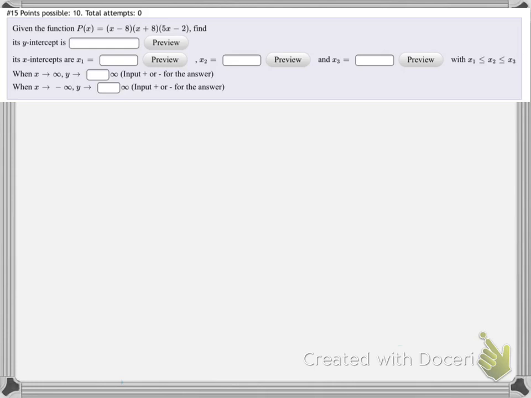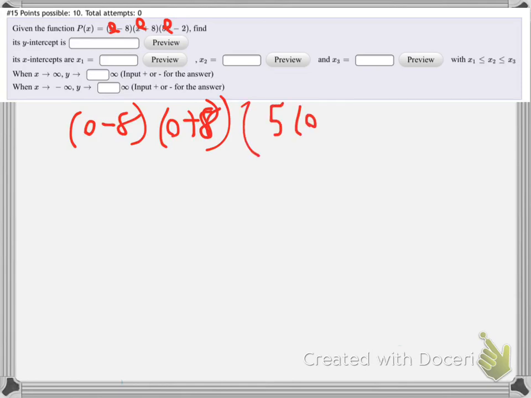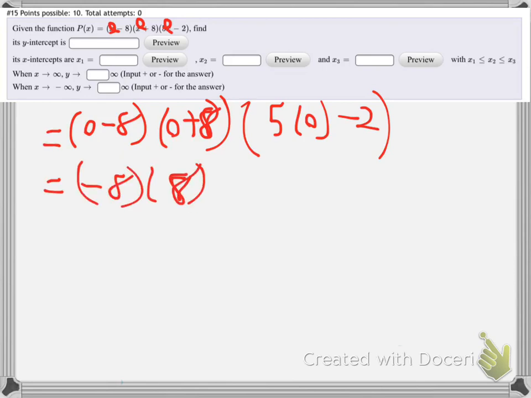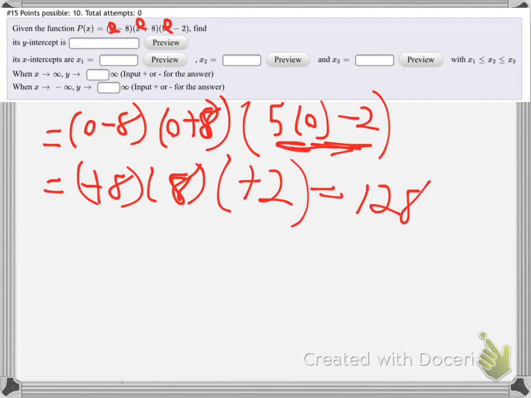The y-intercept is when the x is 0, so we'll put 0, 0, 0, and then that's going to be like it goes. So 0 minus 8, 0 plus 8, and then 5 times 0 minus 2. And then we'll just see how that goes. This is negative 8. This is 8. This is, let's see here, 5 times 0 is 0. So 0 minus 2 is just negative 2. And then we'll multiply them. The negatives will cancel, that's 128, I think. And so we'll be good there.